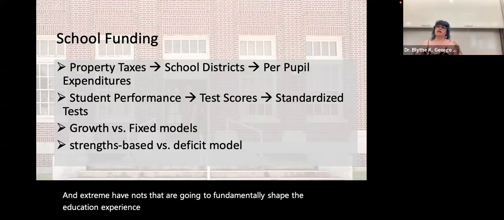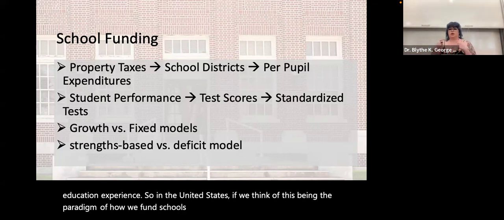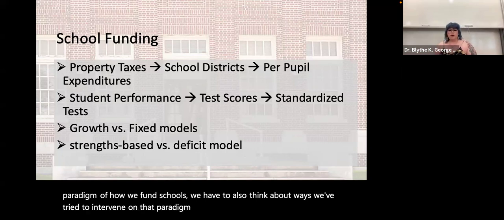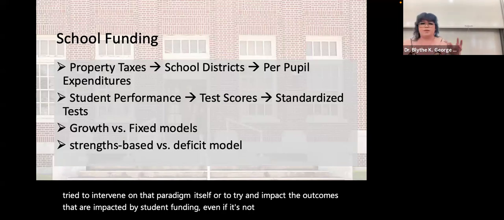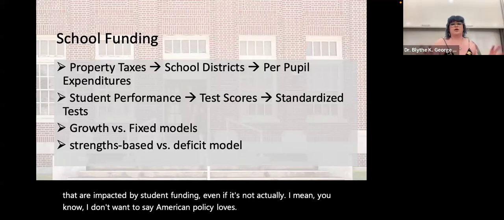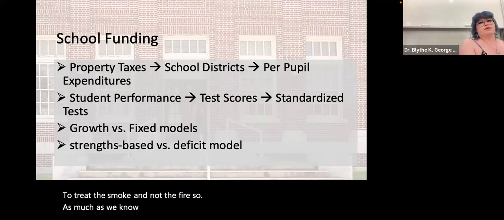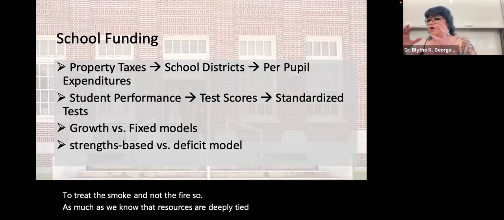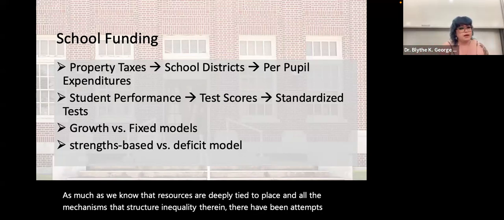So in the United States, if we think of this being the paradigm of how we fund schools, we have to also think about ways we've tried to intervene on that paradigm itself, or to try and impact the outcomes that are impacted by student funding, even if it's not actually, I don't want to say American policy loves to treat the smoke and not the fire. So as much as we know that resources are deeply tied to place and all the mechanisms that structure inequality therein, there have been attempts to try and mix this up a little.